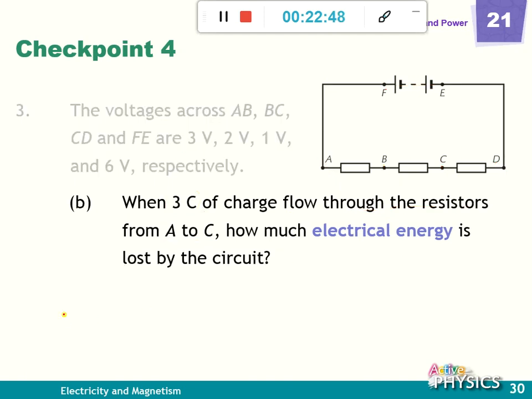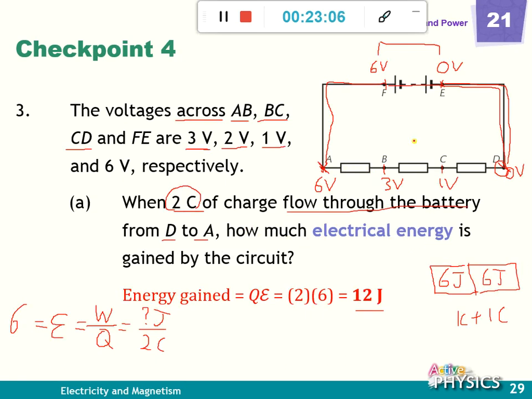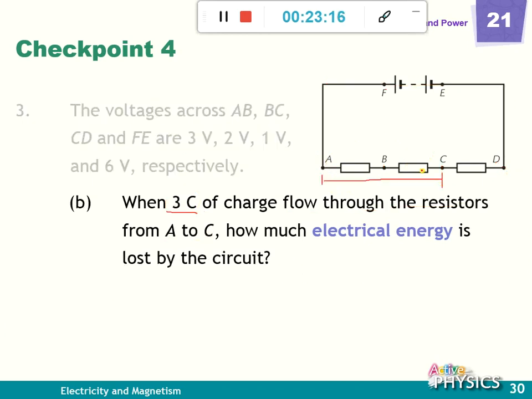How about part B? Part B now is 3 coulomb flow through the resistors from A to C. From A to C, it means that we have 2 resistors. And then how much electrical energy is lost by the circuit from A to C? Go back to here. From A to C should be 6 volt and 1 volt. The difference between it should be 5 volt. Here, 5 volts. This one should be the potential drop.